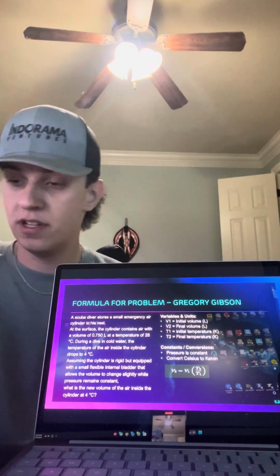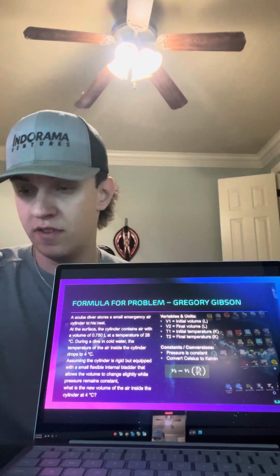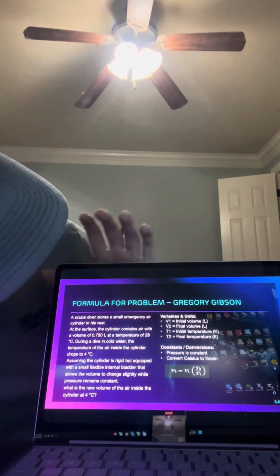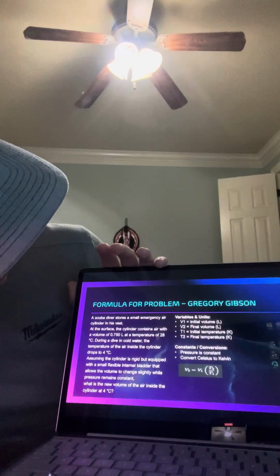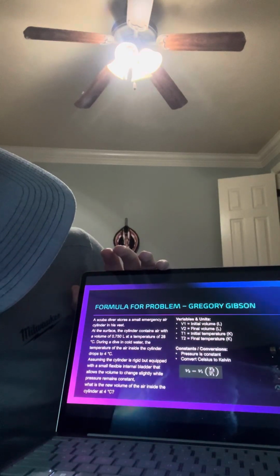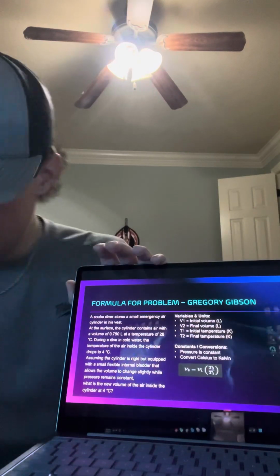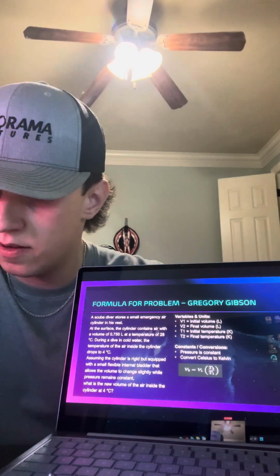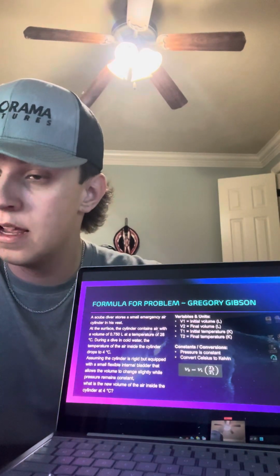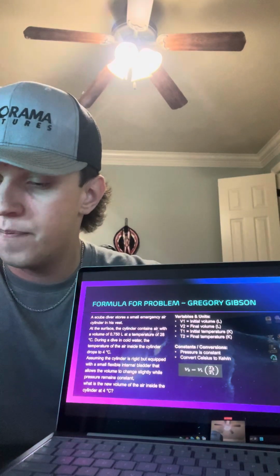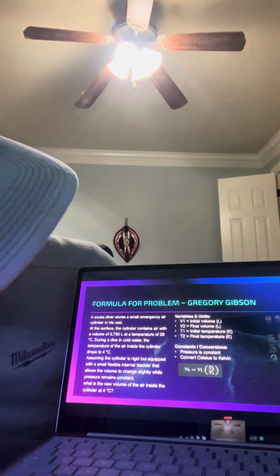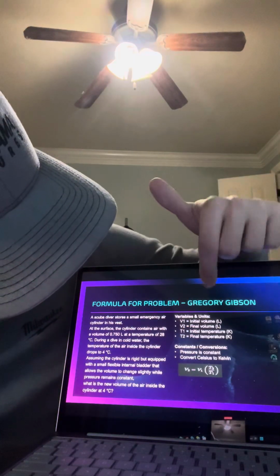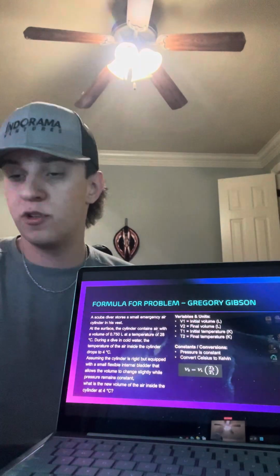Here are some of the formulas and variables needed in order to solve this problem. The main one is obviously going to be Charles' law, which is going to be... oh wow, they got this all sorts of messed up. I did not type this right. V2 equals V1, and then you multiply and divide temperature 2 and temperature 1.